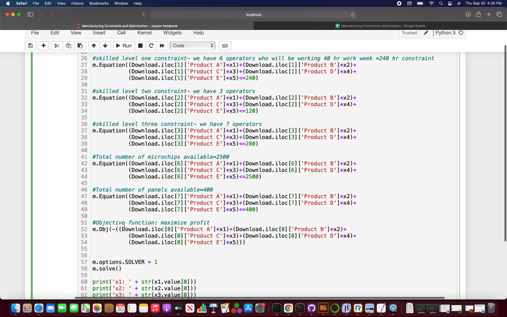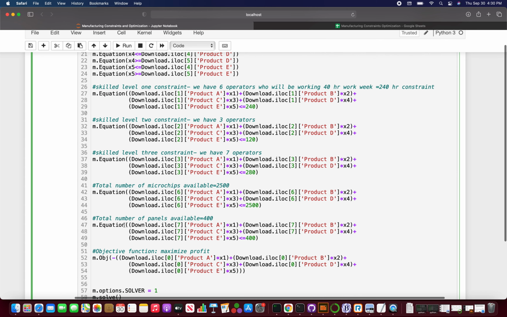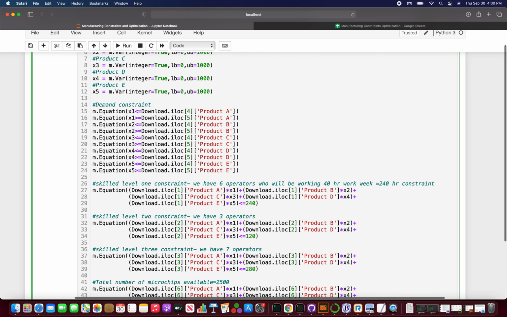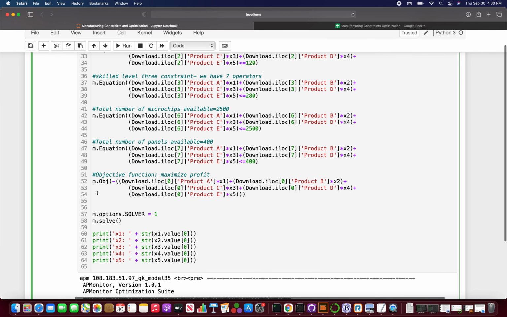Finally, we've got our objective function, which is to maximize profit for this week. So we've taken into consideration our demand constraints, and we're going to make sure that we fulfill our requirements for our customers. And when we look at our objective function, we're saying the total number of products built for product A times the value that we're going to be selling it for. And we do that for each item in the table.